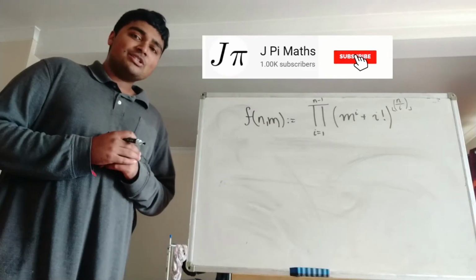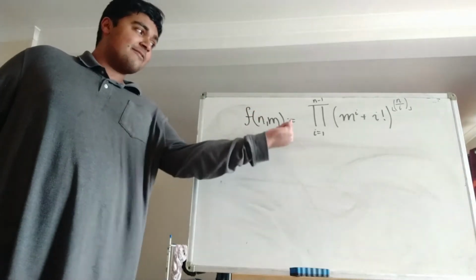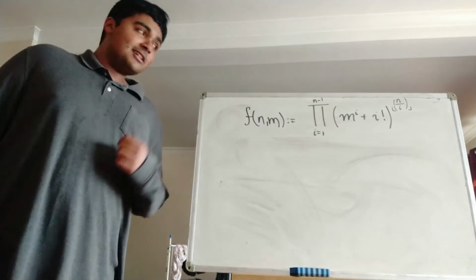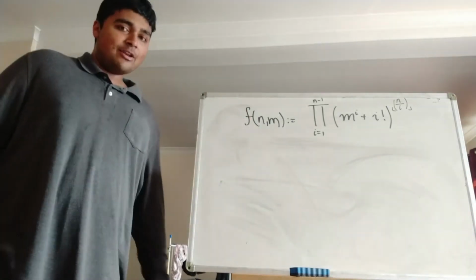Okay, so the first thing I want to do is introduce this function f(n, m), and it's defined to be equal to the product from i equals 1 to n minus 1 of m to the i plus i factorial, raised to the floor of n over i.